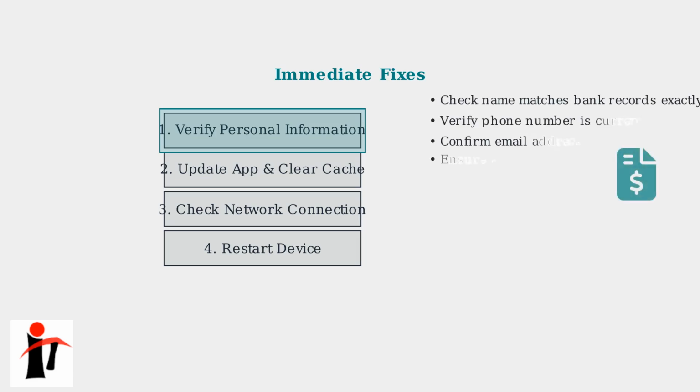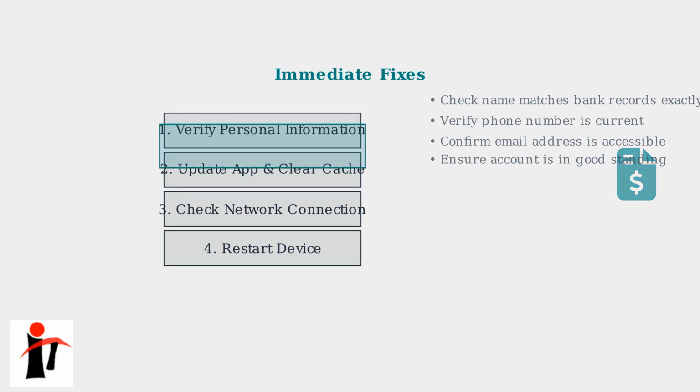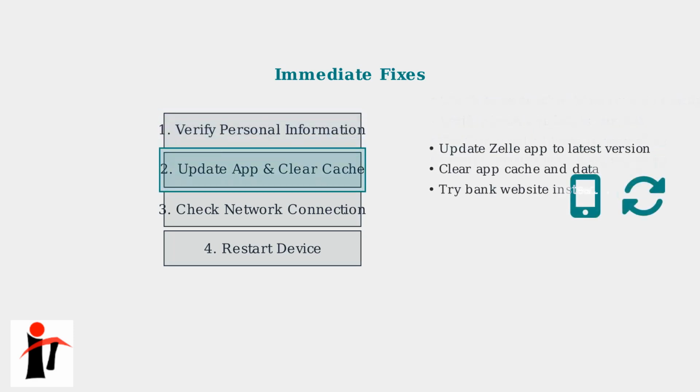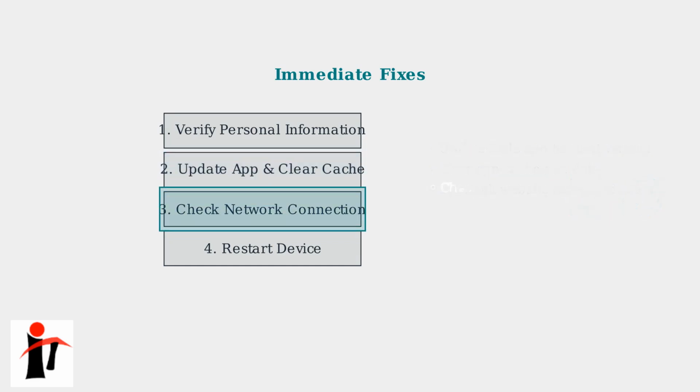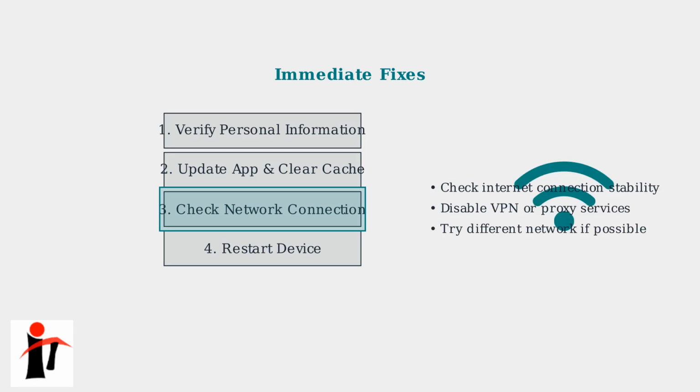Step 1 is verifying your personal information. Check that your name matches your bank records exactly, your phone number is current and accessible, and your email address is up to date. Step 2 involves updating your Zelle app and clearing its cache. Update to the latest version, clear the app's cache and data, and try accessing Zelle through your bank's website instead of the mobile app.